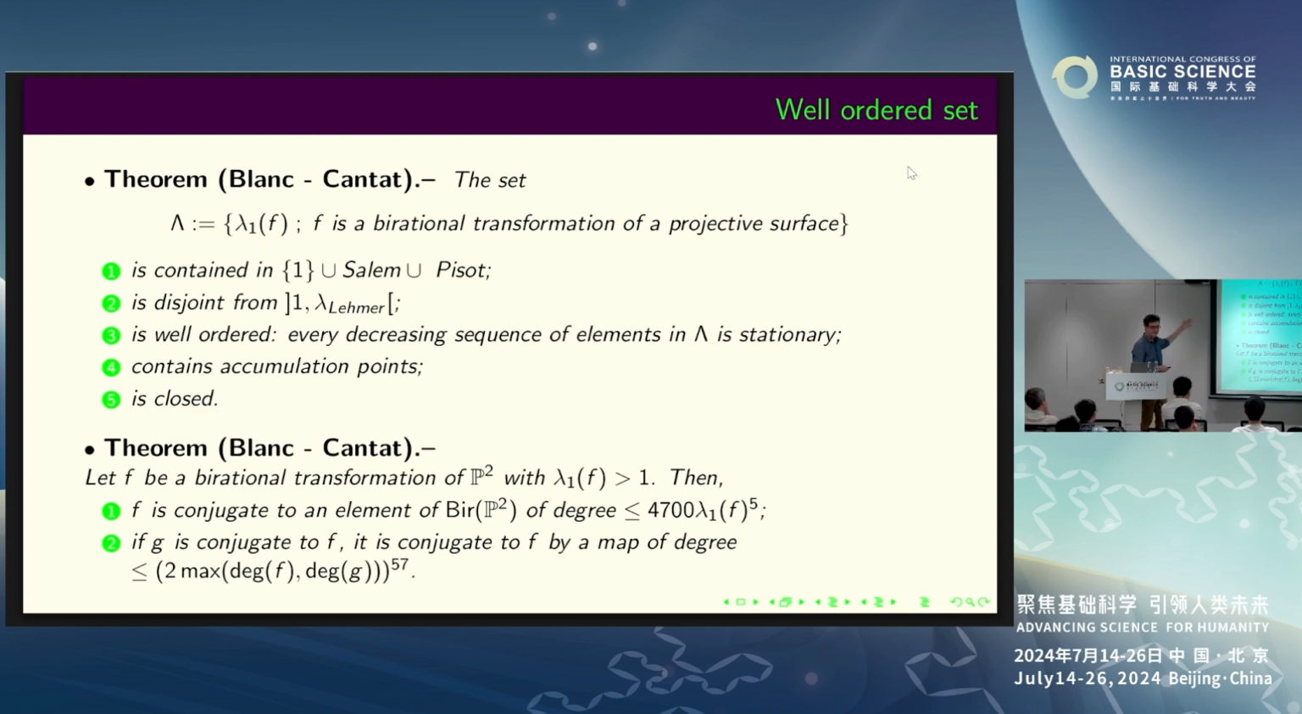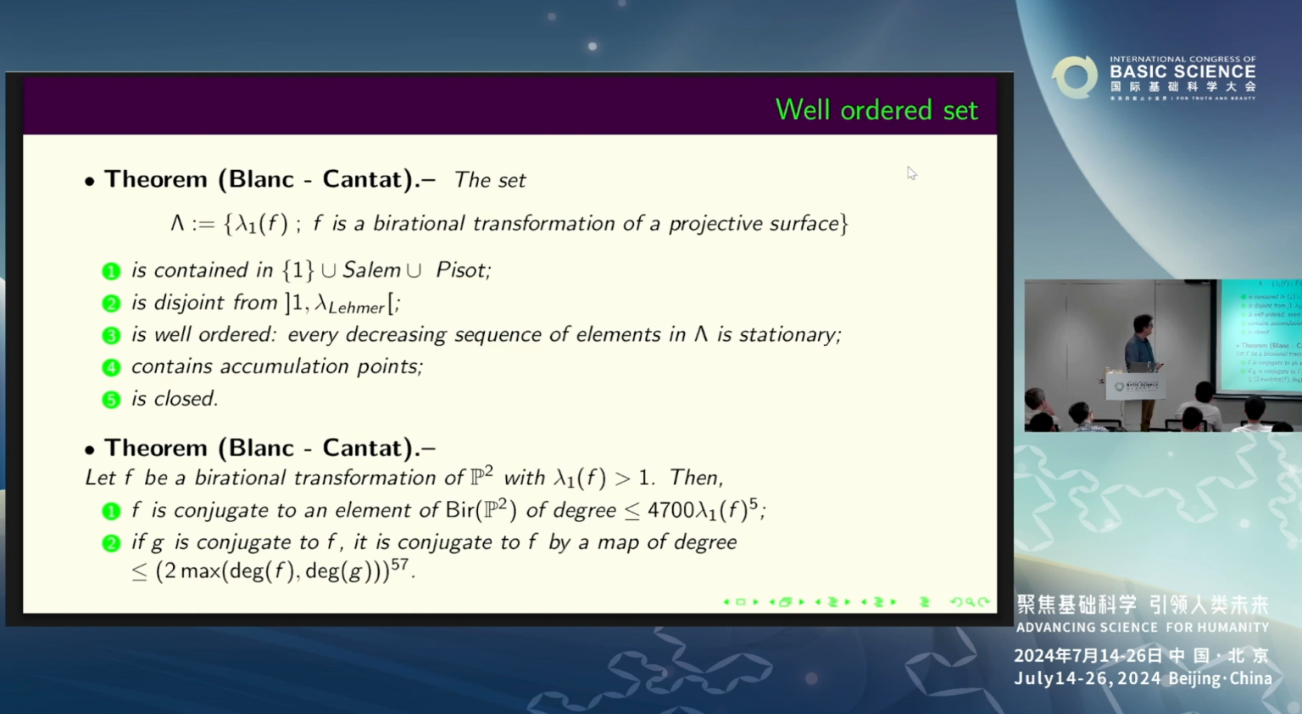If you think that this set is the spectral shadow of all birational transformations, a set of numbers in the real positive axis, then I'm talking about the dynamical spectrum of surfaces. And here you have some kind of spectral gap. There is a gap between 1 and the Lehmer number. So this is just phrasing the previous theorem differently.